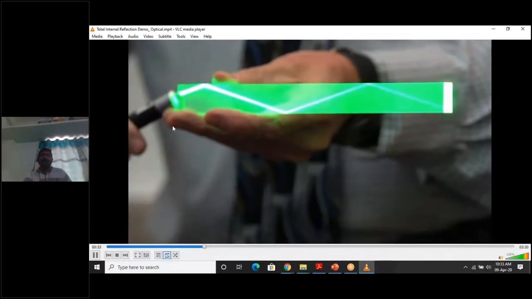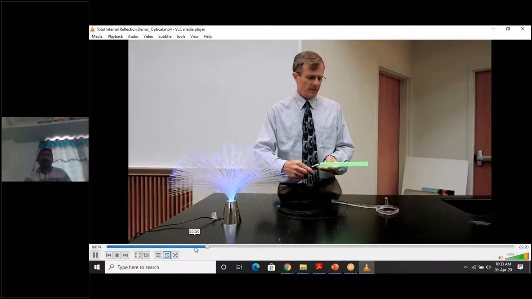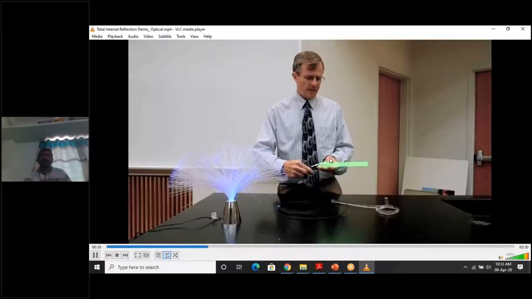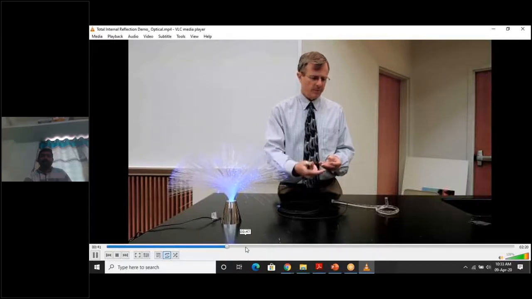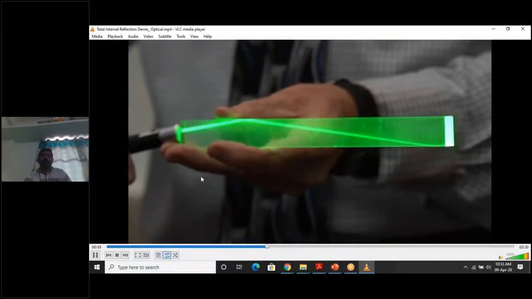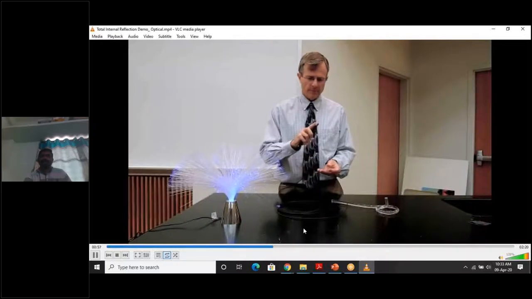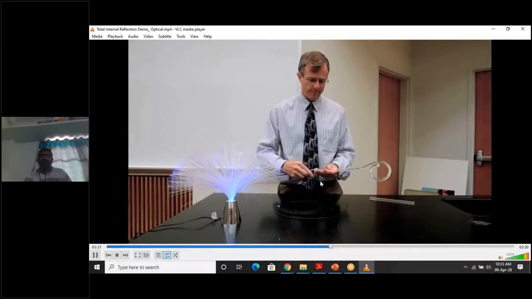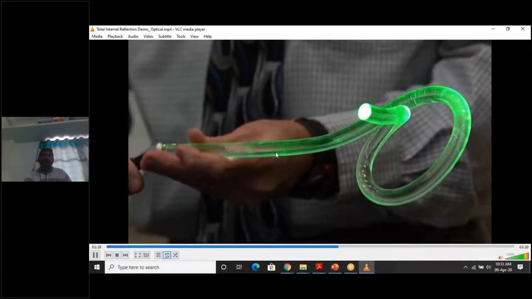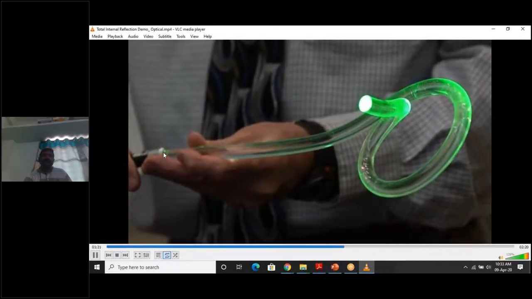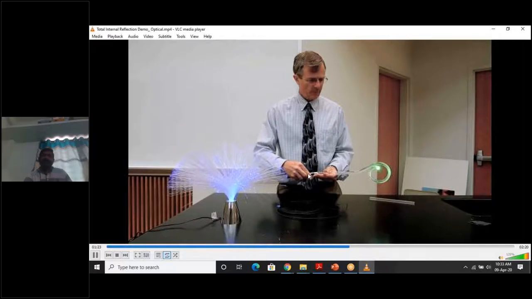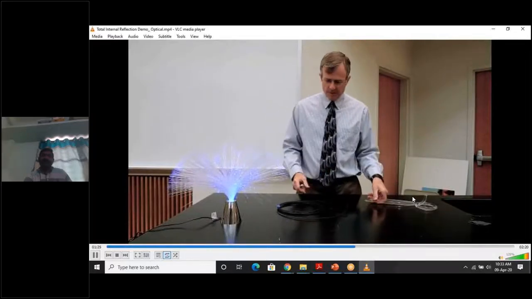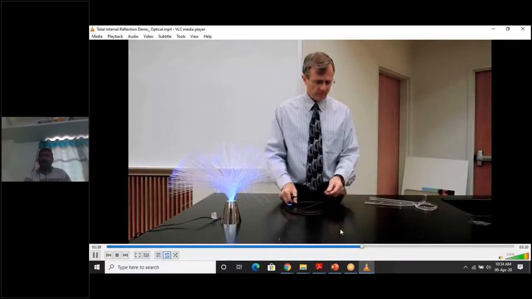Once again, you see, here you see, a laser light. Yes, this is another demonstration of total internal reflection. So here the light is propagating from one end to the other end by the process of total internal reflection.